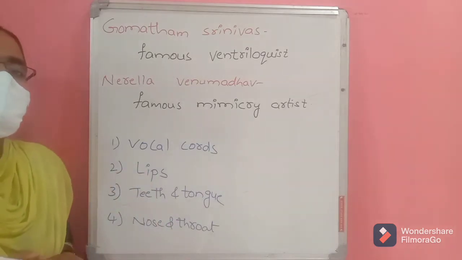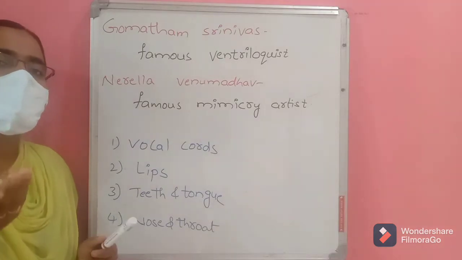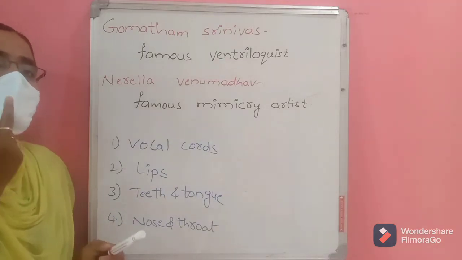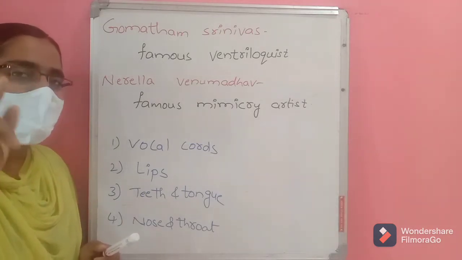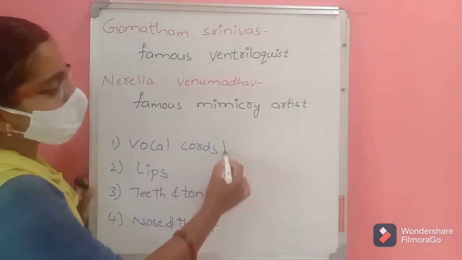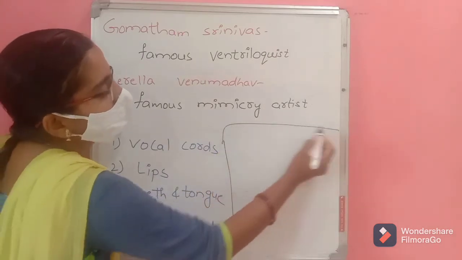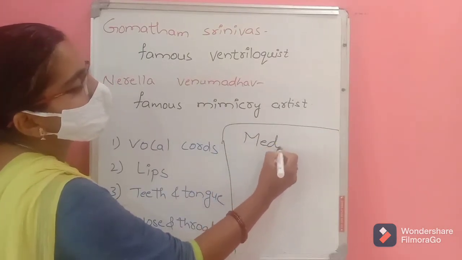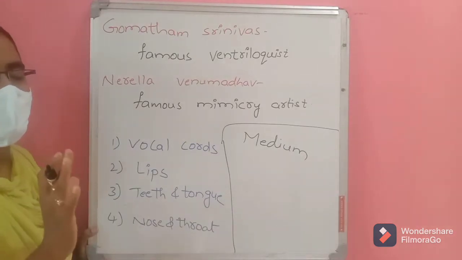Next, how sound propagates. I am talking and you are listening. How can you listen? When I talk, that sound should pass through to you, and only then can you hear my voice. This sound propagates through air. Air is the medium. Without a medium, sound cannot propagate.